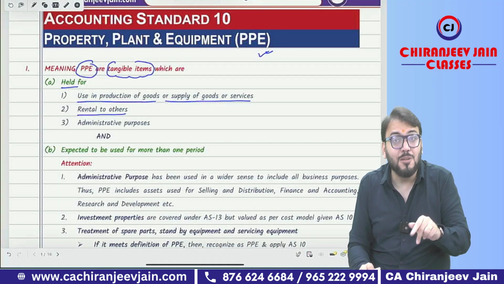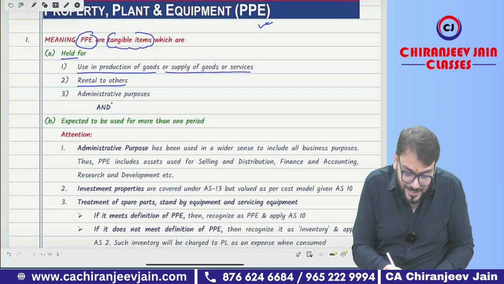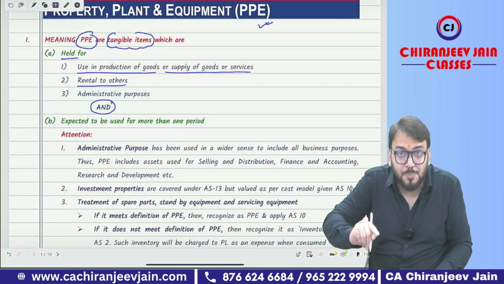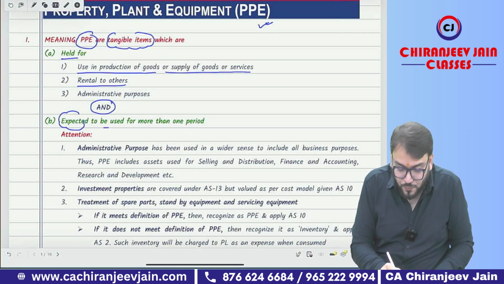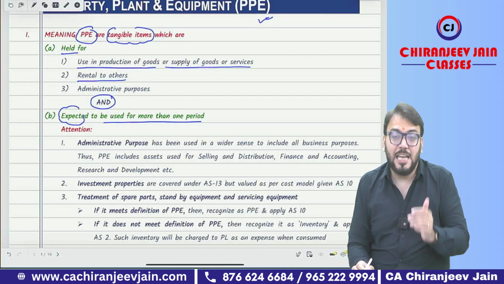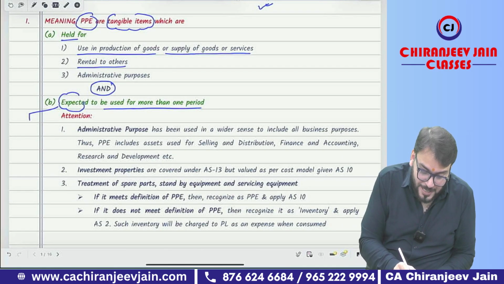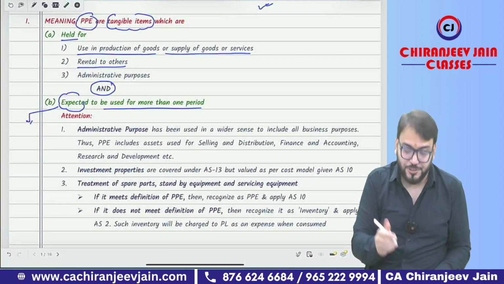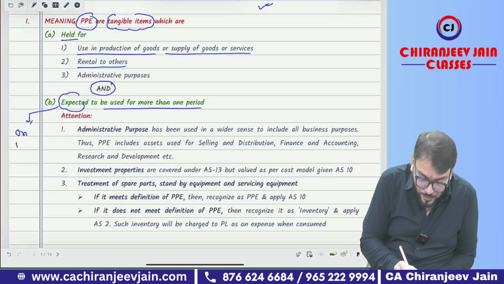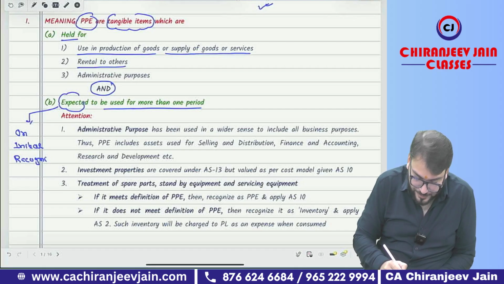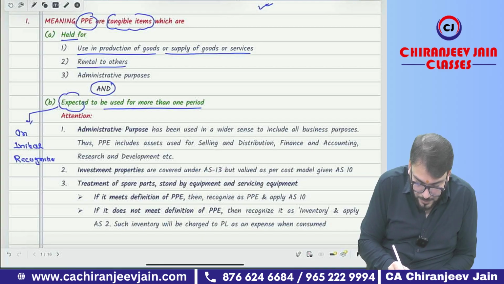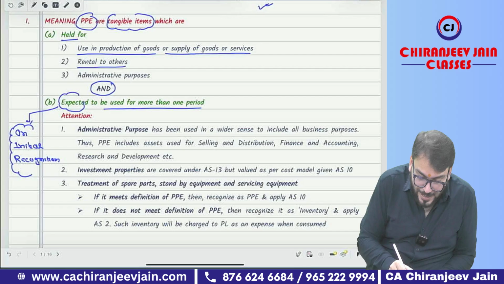If one more condition is satisfied, and what is the second condition, which is very important: which are expected to be used for more than one period. Now it means expectation of which time? Expectation on initial recognition. Initial recognition means when you are acquiring it. When you have acquired it, what was your expectation?